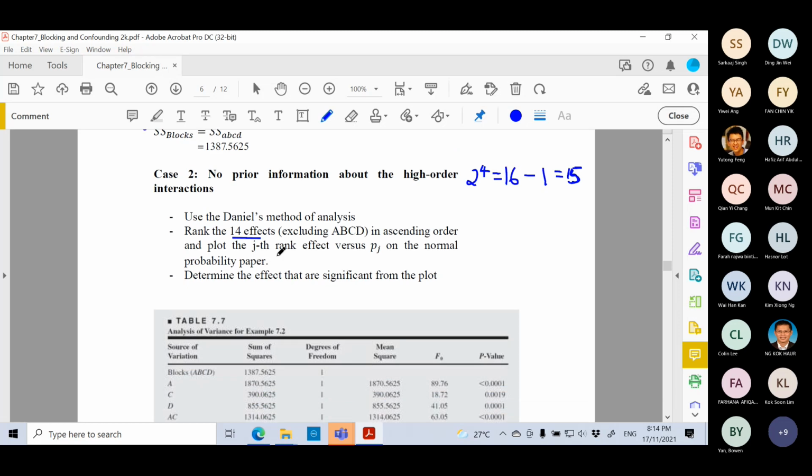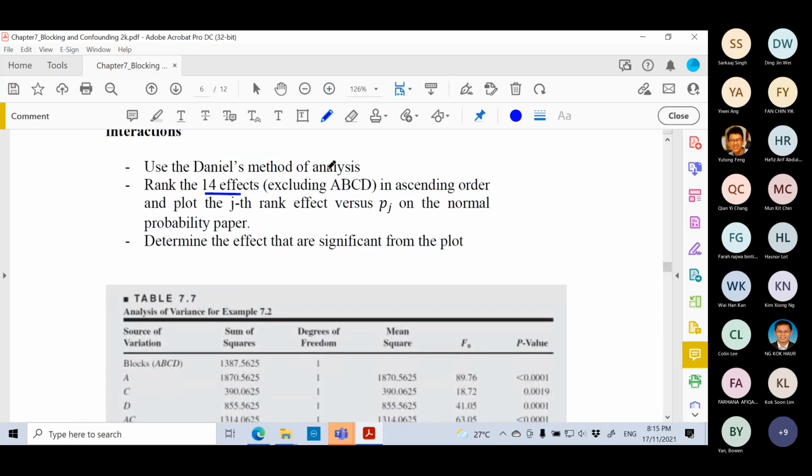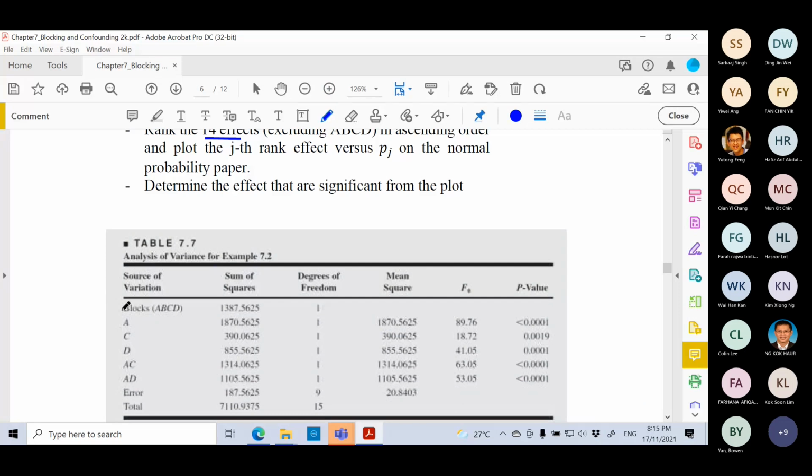Okay, so this is an ANOVA table, the analysis of variance table, where just now I have shown you how to calculate the sum of square for the block. So they put the bracket here, ABCD, to remind you that the block and the ABCD were together. So therefore, you only can calculate the sum of square for the block only. You are unable to calculate the sum of square for ABCD. Okay, so this one is for the sum of square for block.